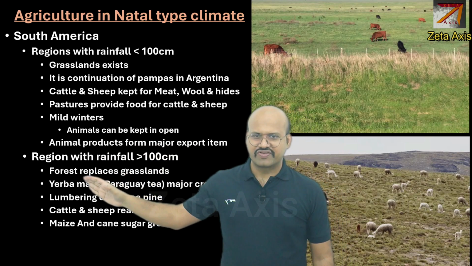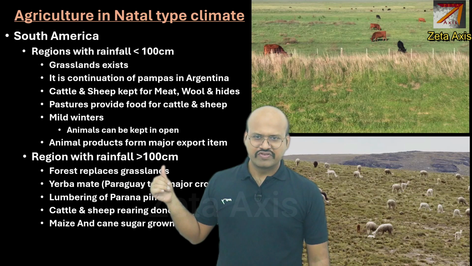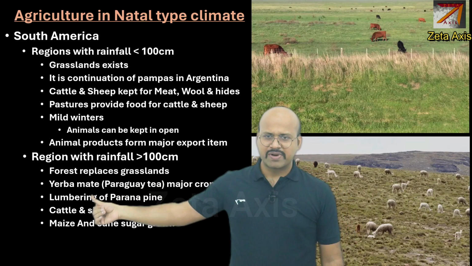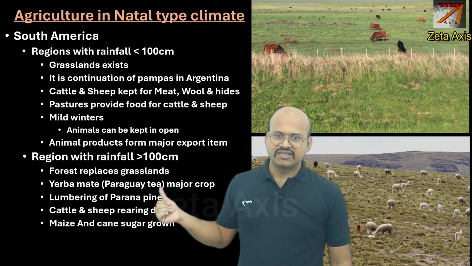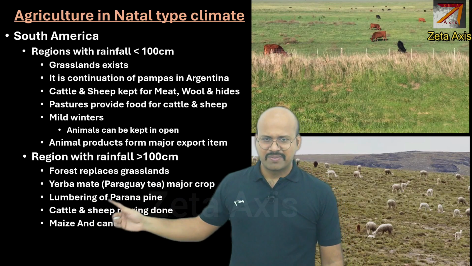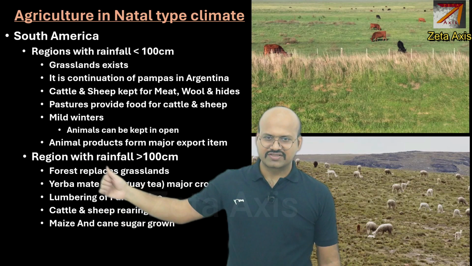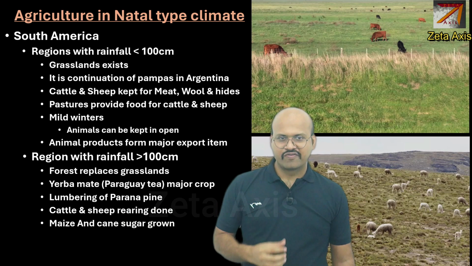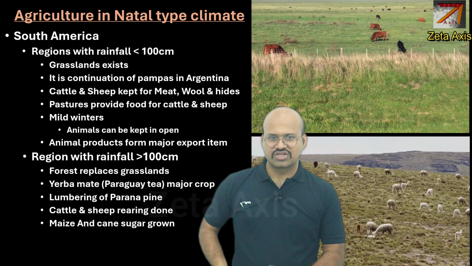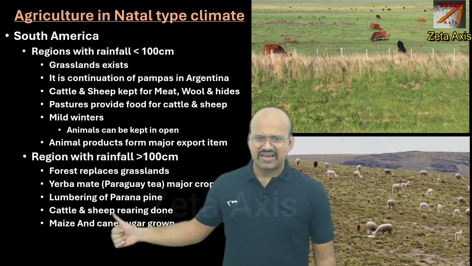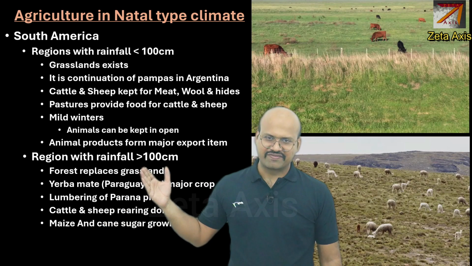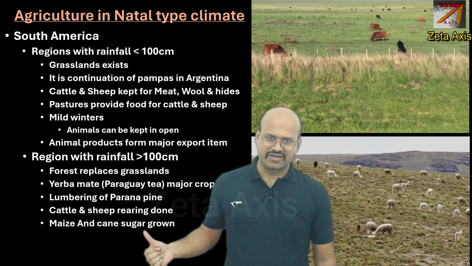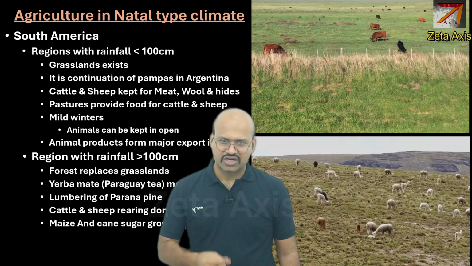And now the regions where rainfall is greater than 100 centimeters, we will see forests which replace grasslands. Yerba mate, which is Paraguay tea, is a major crop in this region. Lumbering of parana pine, because there is forest, there are trees, parana pine can be found in this region. So lumbering is done for timber extraction which can be used in other wood industries. Cattle and sheep rearing is also done in the regions having a little higher rainfall. Maize and sugarcane are grown over here, and we know that sugarcane is one of the important crops of Natal type of climate.